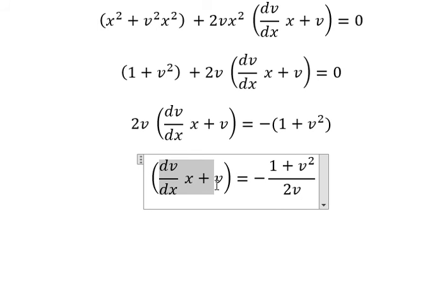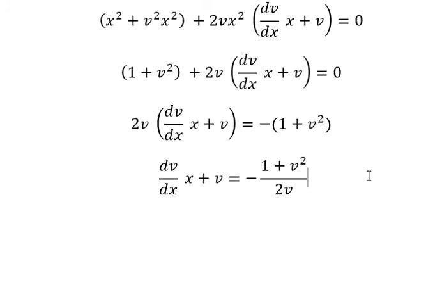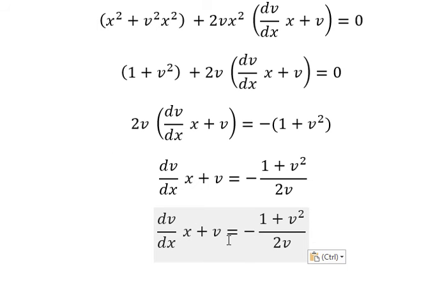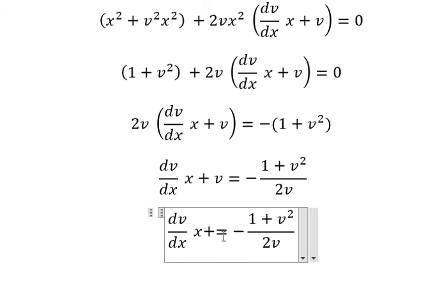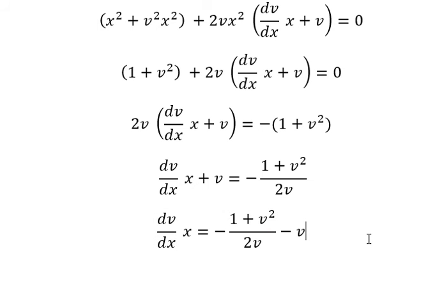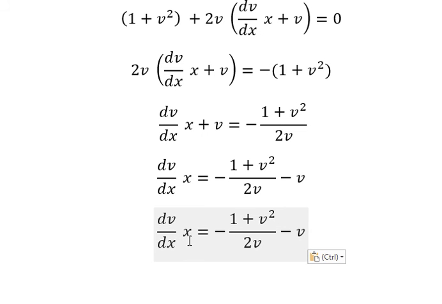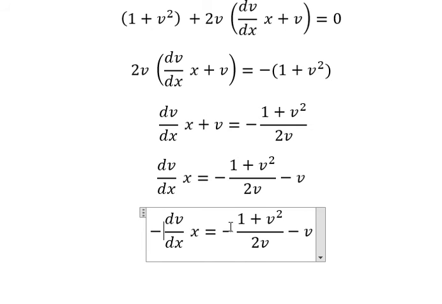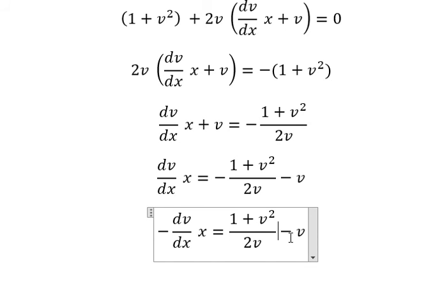Now we need to open the parentheses of this one. And then I will put v go to the right. You get negative v. So we have negative, negative. I will put the negative go to the left. So this one you get positive.